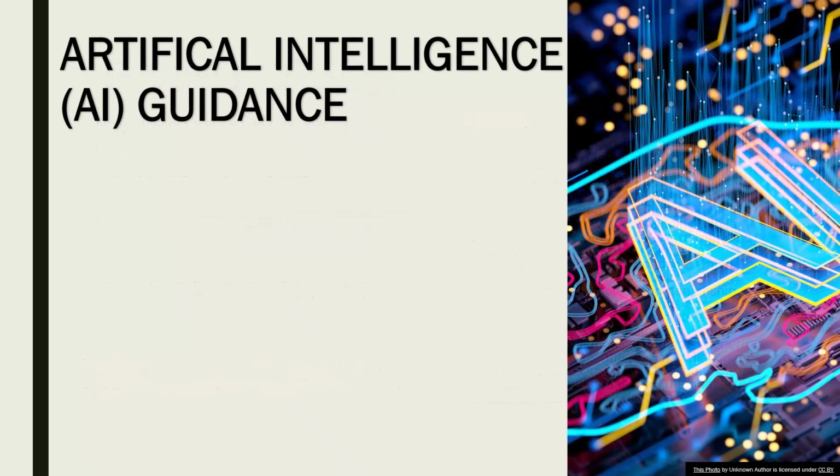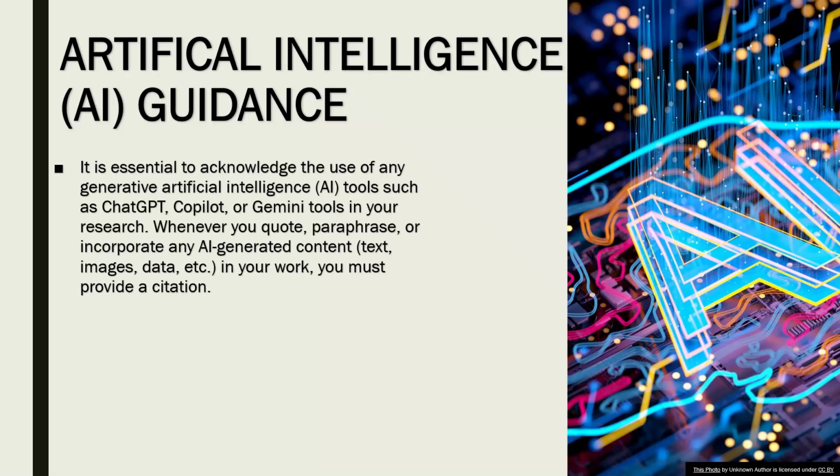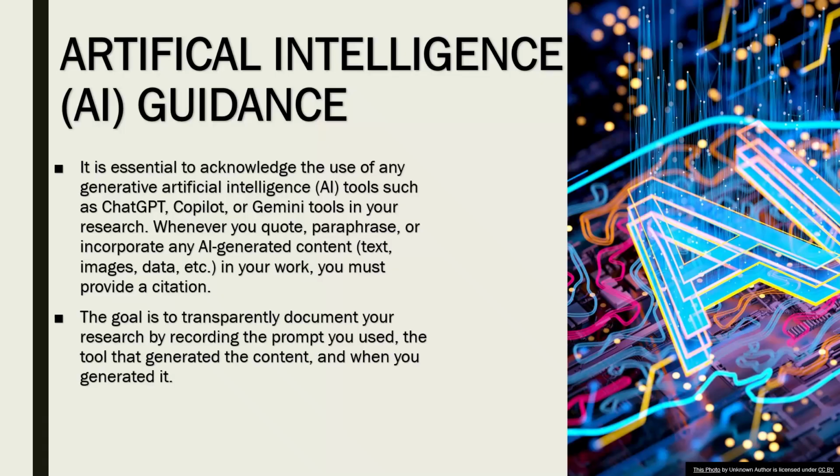Let's discuss further the use of artificial intelligence or AI in research. When you use AI tools such as ChatGPT, Copilot, or Gemini in your research, you must provide a citation. The goal is transparency. According to the MLA Style Center guidelines, you must cite a generative AI tool whenever you paraphrase, quote, or incorporate any AI-generated content, such as text, images, or data, into your work.